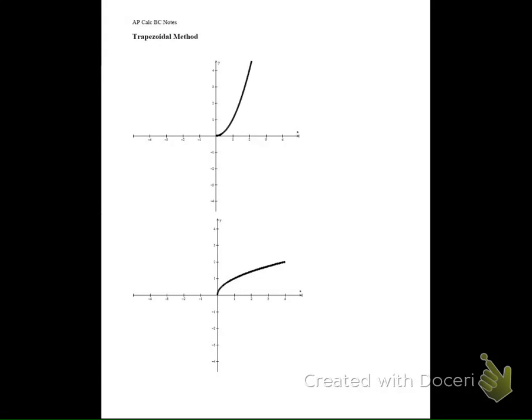Today's notes should be short and sweet. We're going to talk about trapezoidal method and average value of a function. To talk about trapezoidal method, we first have to remember what a trapezoid is.